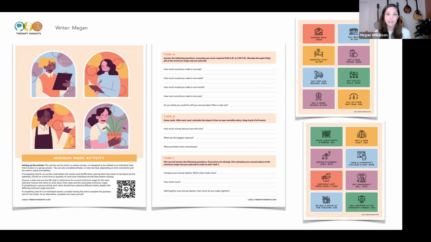You have lots of different ways to use this. And then assuming that you're working a typical 9 to 5, Monday through Friday, you have questions to answer. So how much in a day, in a week, in a month, in a year? And then do you think you could live off of that annual salary? Why or why not? So again, we're really looking at some of that reasoning.